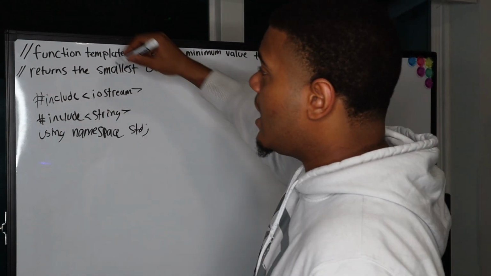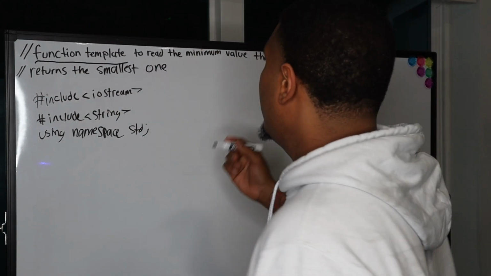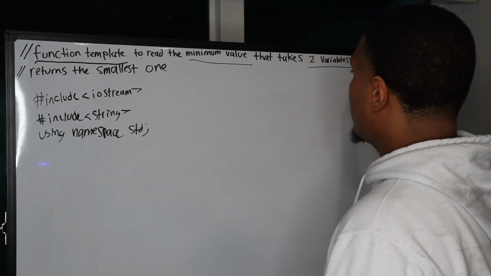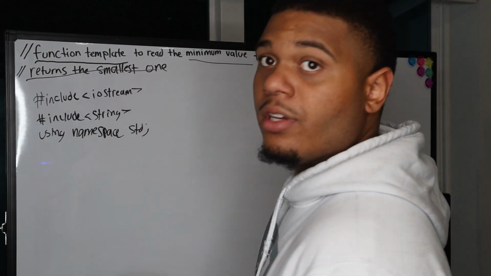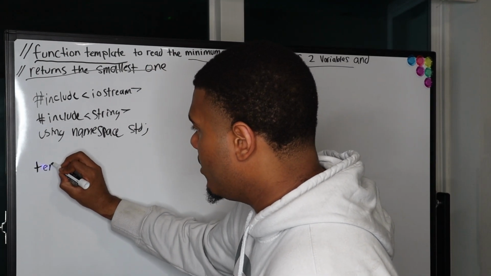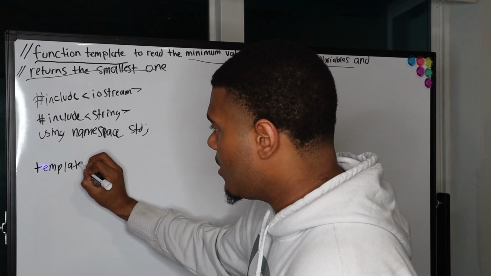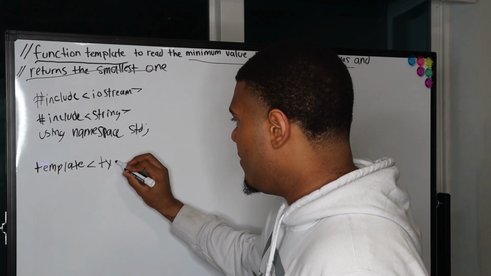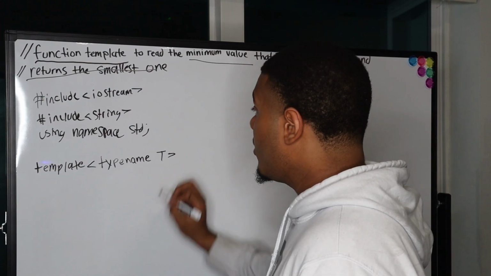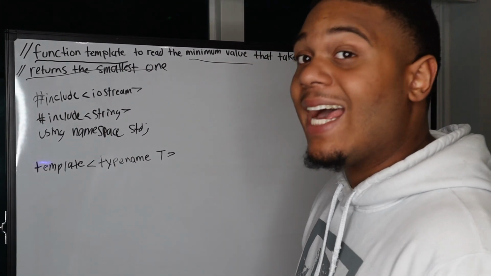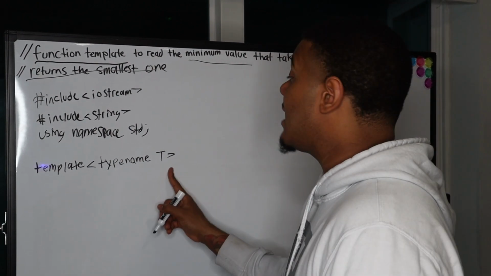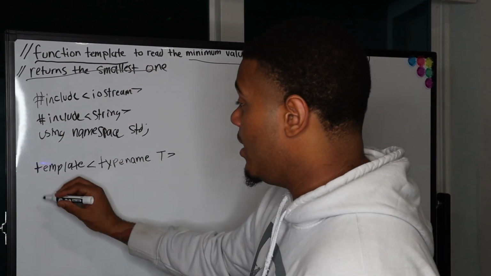So when reading this, I see that we need a function template, and we want it to take two variables and return the smallest one. So we know that we need to do that. Starting off, we can go ahead and put our template in effect. So we're gonna call our template typename T, and another name for typename is also going to be class. You can put template class, and it has to be a capital T. This lets us know that it's a typename.